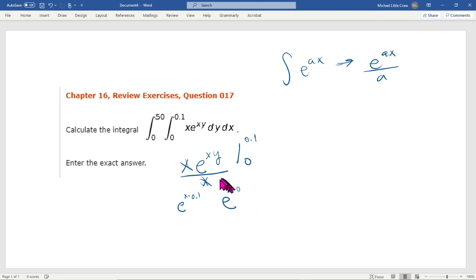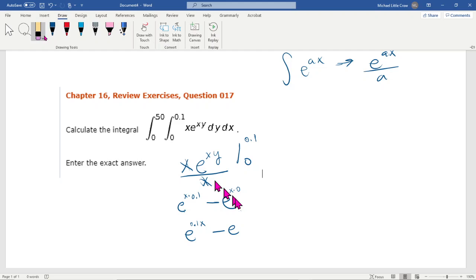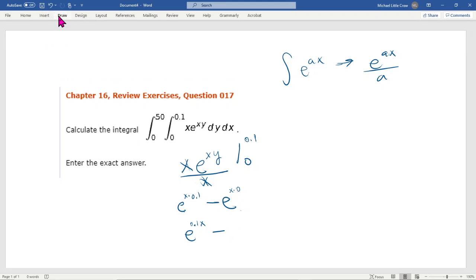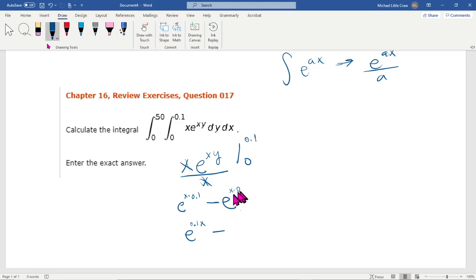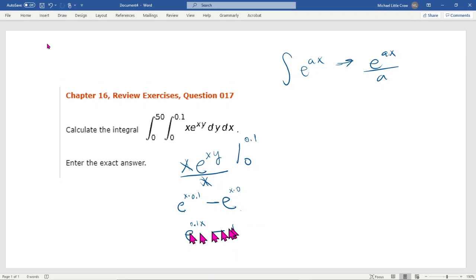Okay. So you've got the upper limit, the lower limit. The lower limit is just going to be 1. So we've got e to the 0.1x minus, not e, just 1. Okay, e to the 0 is 1. And we still need to integrate this from 0 to 50 in terms of dx.